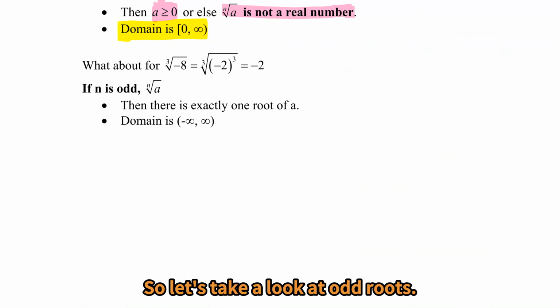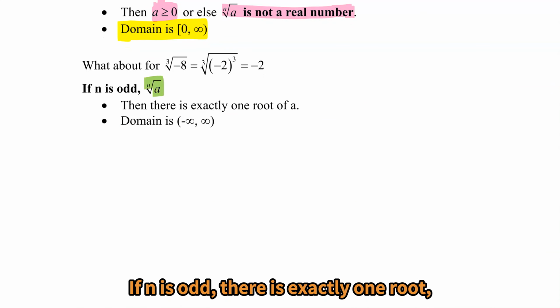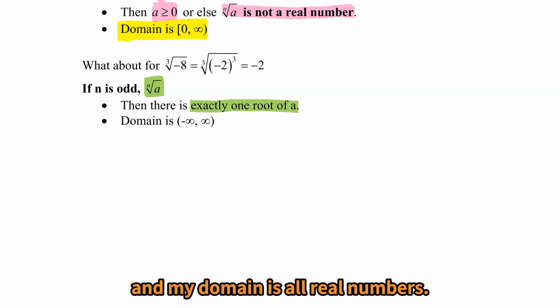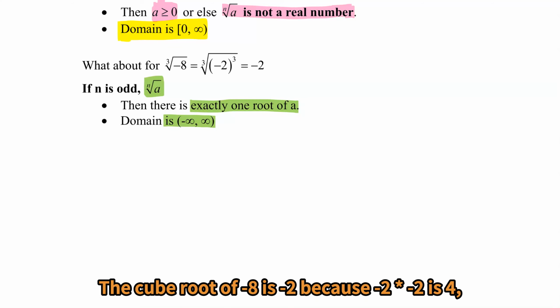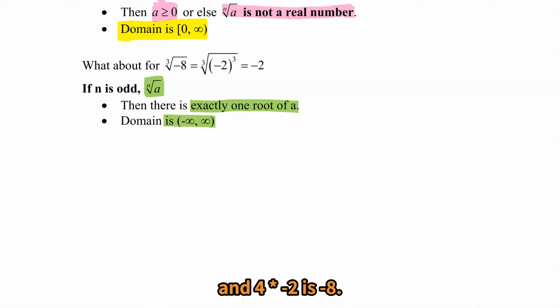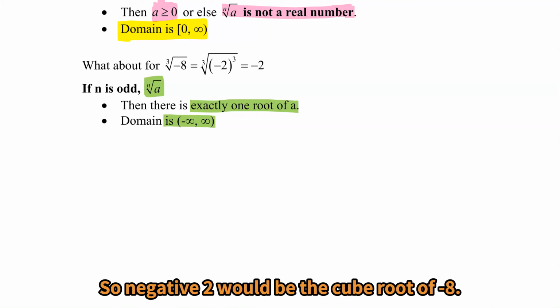But let's take a look at odd roots. If n is odd, there's exactly 1 root, and my domain is all real numbers. So for odd roots, we have no restrictions. The cube root of negative 8 is negative 2, because negative 2 times negative 2 is 4, and 4 times negative 2 is negative 8. So negative 2 would be the cube root of negative 8.